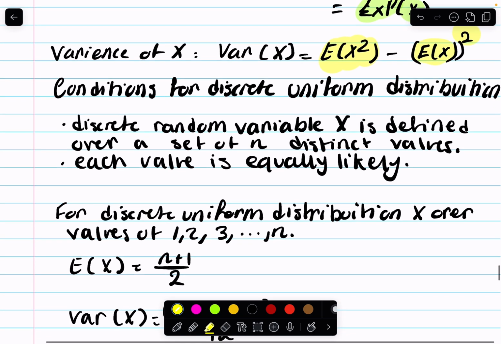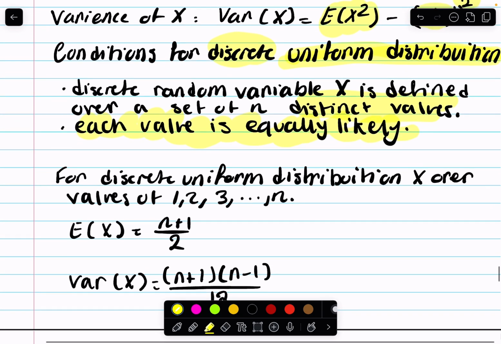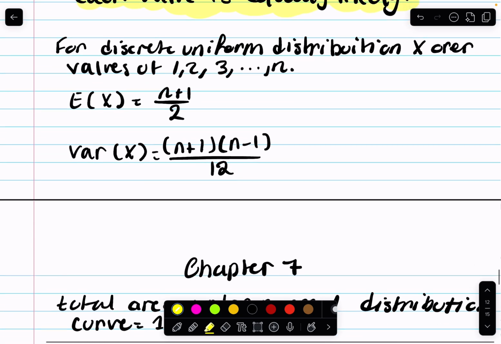Conditions for discrete uniform distribution. What does discrete uniform distribution mean? You have a constant number of values, equally spread out. Example, the coin I just talked about. A discrete random variable x is defined over a set of distinct values, so you cannot add to it. It's not continuous. If I have a coin, I cannot have 3 sides on a coin. That's just impossible. Each value is equally likely, so the coin would only land on tail half the time, and on its face half the time.